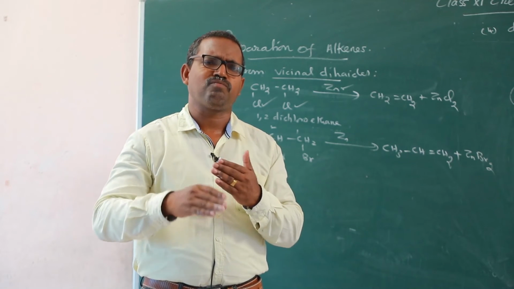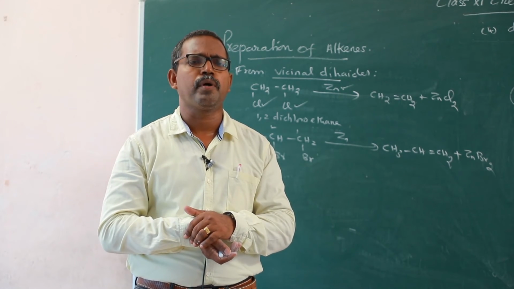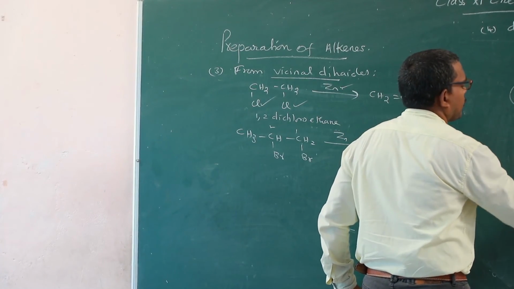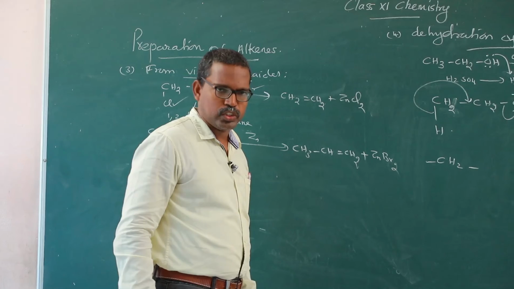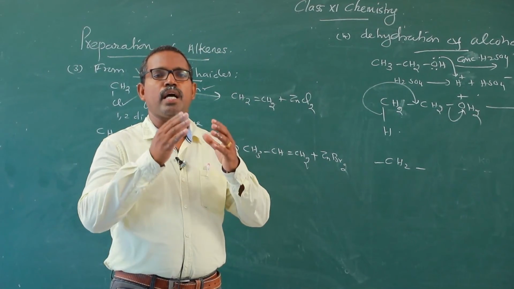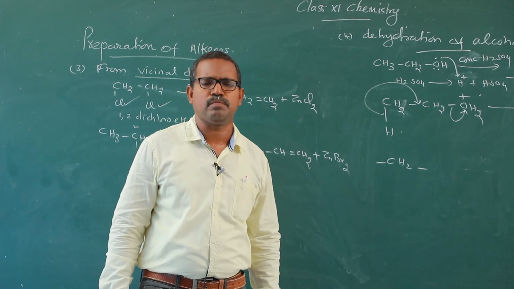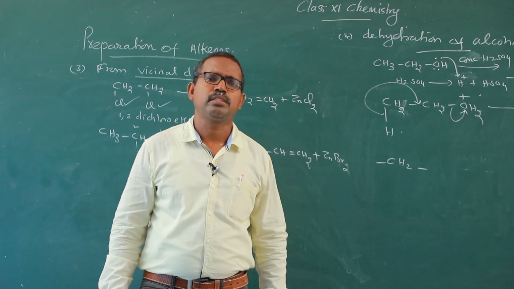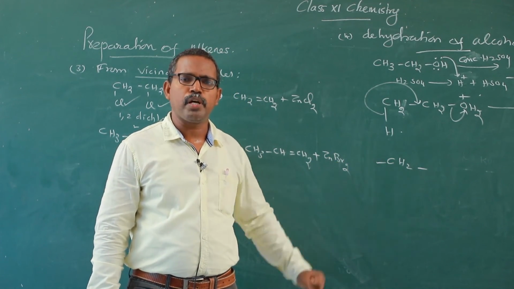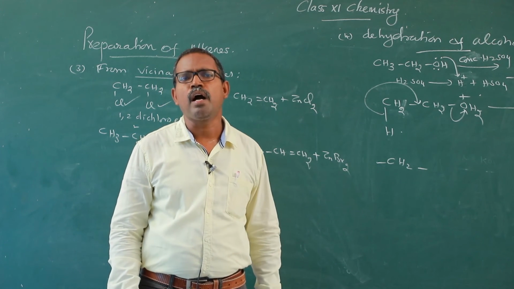As the molecular weight increases, each and every member of the homologous series differs by the methylene group. As the molecular weight increases, what happens? The melting point as well as boiling point also increases. There is a regular gradation in melting and boiling point. As the molecular weight increases, the melting and boiling point of alkenes also increases. This is similar to the case of alkanes.